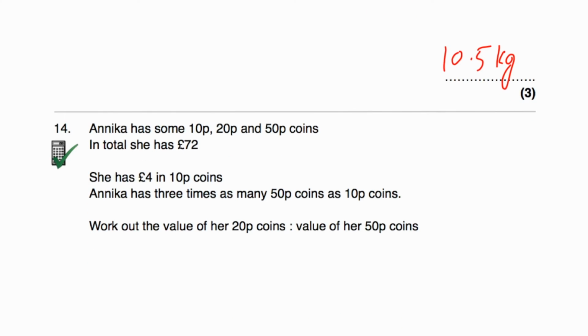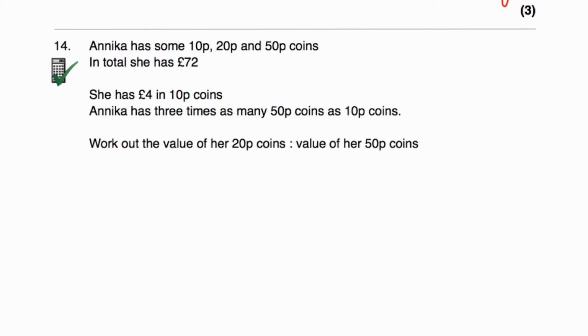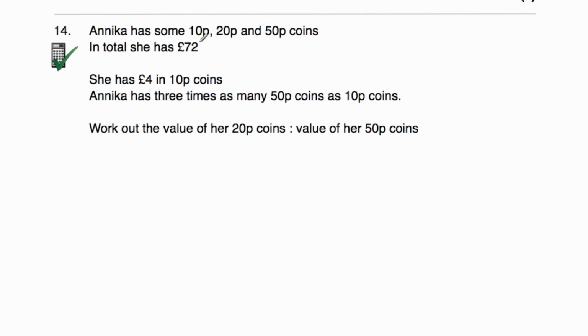Okay, let's have a look at question number 14. So question number 14 says, Annika has 10p coins, 20p coins and 50p coins, and in total she's got £72. She's got £4 in 10p coins. She's got 3 times as many 50p coins as 10p coins. And then we've been asked to work out the ratio of the value of her 20p coins to her 50p coins. Okay, so she's got 10p coins, 20p coins and 50p coins. And she's got £4 in 10p coins. And we're told that she's got 3 times as many 50p coins as 10p coins.